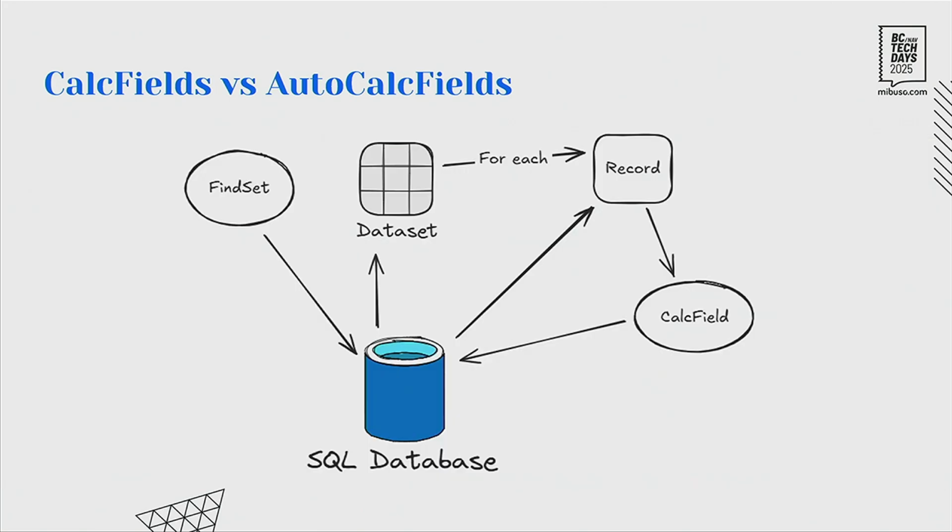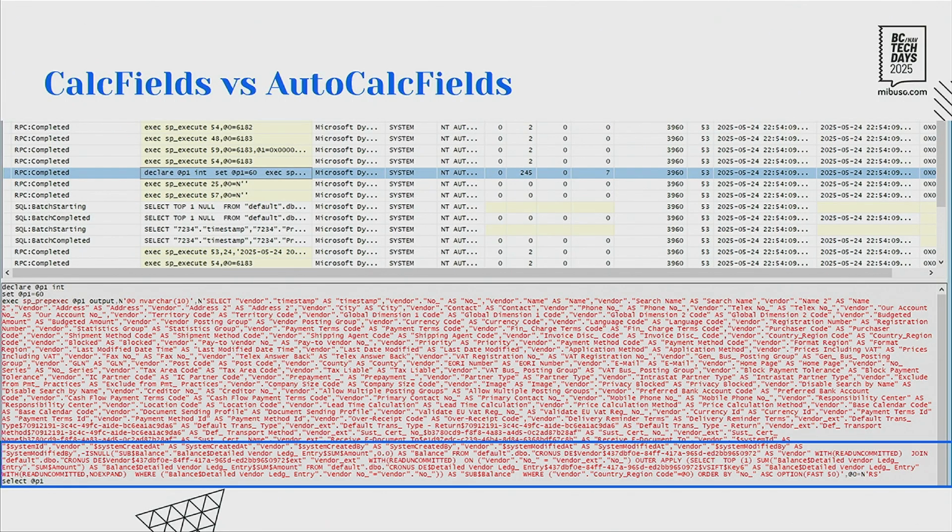With findSet, you pull the data, and then for each record you have, you again have to point to the SQL server to say, okay, get me the data from those fields which need to be calculated, and repeatedly. That is what brings performance down.